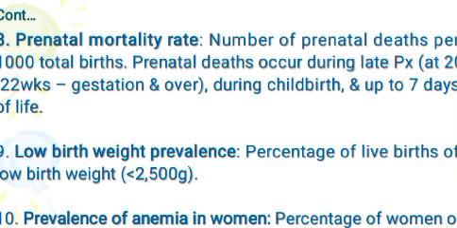10. Prevalence of anemia in women: percentage of women of reproductive age, 15 up to 49 years old, screened for hemoglobin levels who are anemic, with a level below 11 gram per dl for pregnant women and below 12 gram per dl for non-pregnant women.